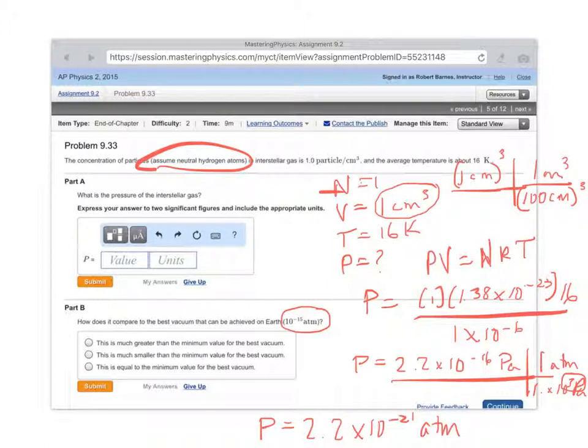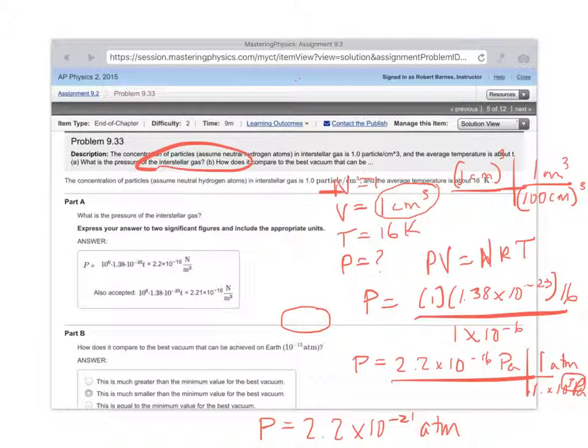So it is much smaller than the minimum value for the best vacuum on Earth. So the best vacuum on Earth can't come close to what space is like. Okay, here's the solution view. So it shows us that, looks like we're good. That's 2.2 times 10 to the negative 16th pascals. Converting into atmospheres, it's a lot less than 10 to the negative 15th.